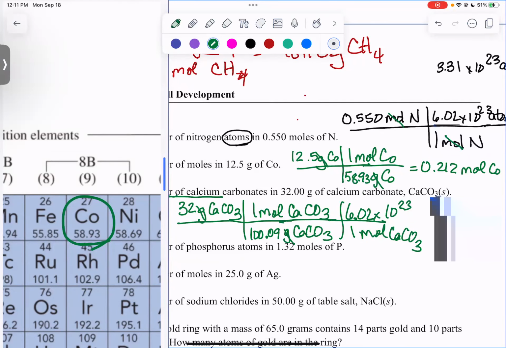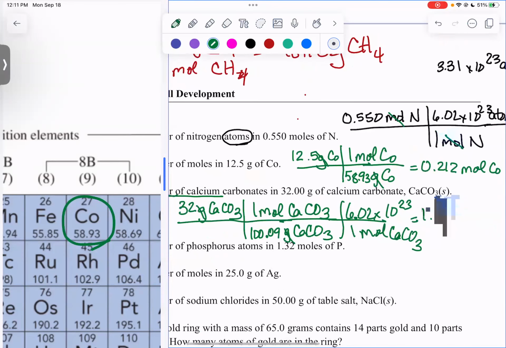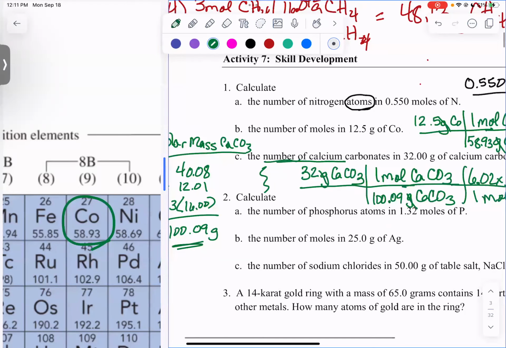Because it's an ionic compound and it's really just a ratio, we don't call it a molecule anymore. So we really call it formula units. So this should give you 1.925 times 10 to the 23rd formula units of calcium carbonate. But that's fine. You don't have to know that.